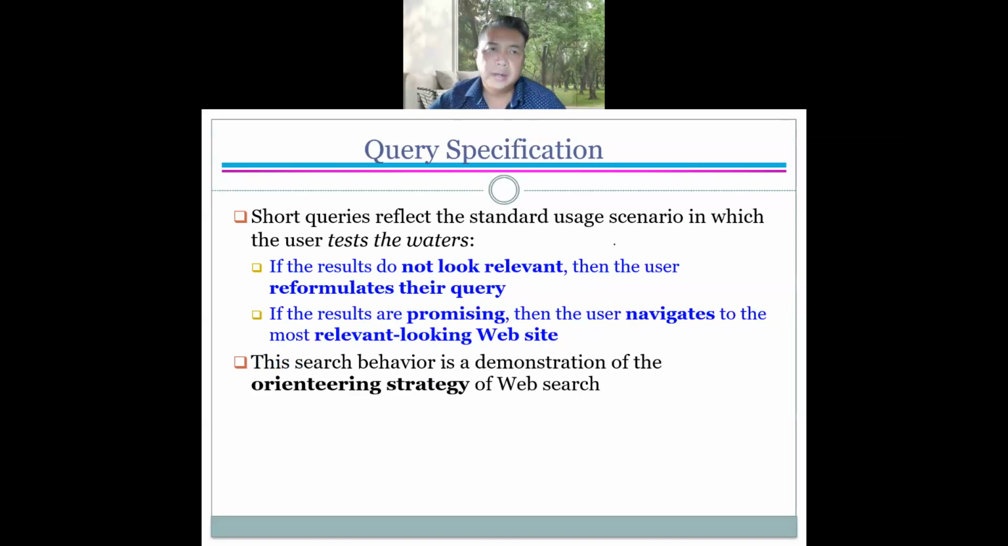A short query reflects the standard usage scenario in which the user tests the water. If the results do not look relevant, then they reformulate, meaning that they expand the query or use different keywords or shorten the query. If the results are promising, then the user will navigate to the most relevant looking website. This search behavior is a demonstration of the orienteering strategy, meaning that you adapt yourself to the output that you have by adjusting the keywords that you key in to the search engine.